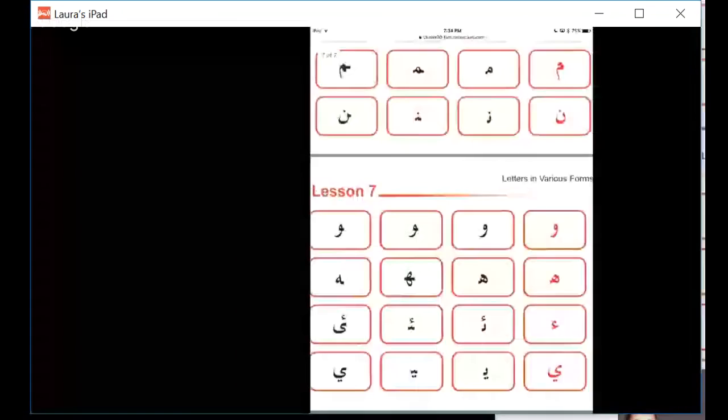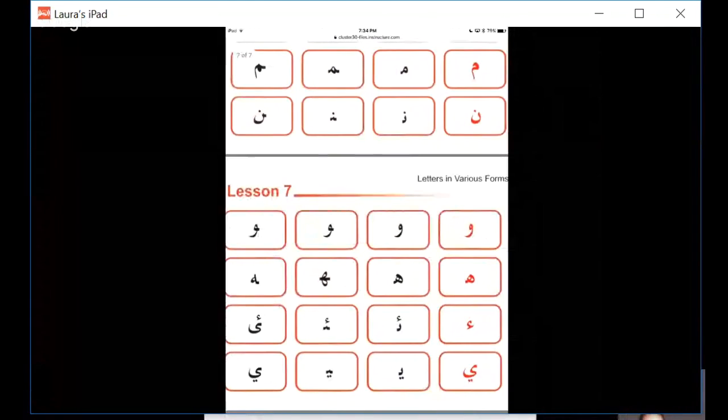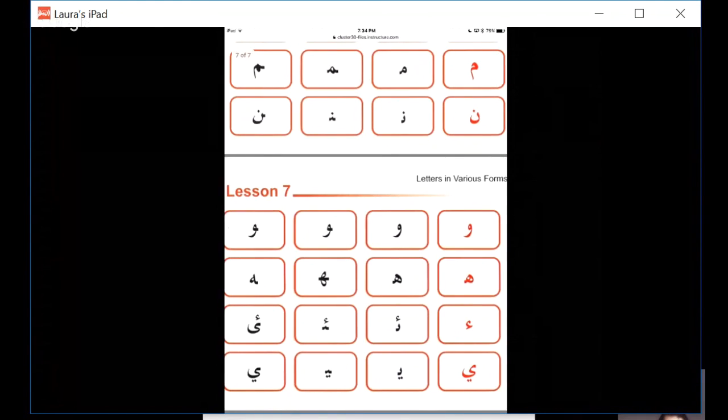We've got one more chart to go through, so let's do that. Just 4 more. Okay, so we have here, skip the first 2. We're just looking at these 4. The first one is waw. And remember that waw is a one-way connector, so it only has those 2 shapes. It has the isolated position, and it has the connected position to something that precedes it. But anything that follows it, you need to leave a space.